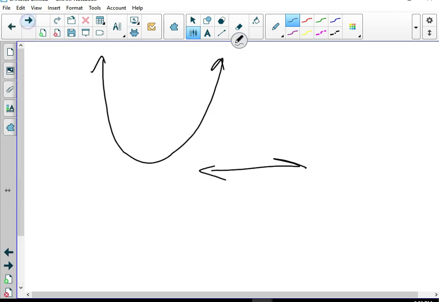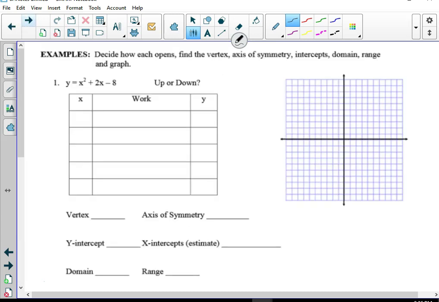Okay, so let's do one. Decide how each opens first. So is A positive or negative? Positive, so that's a smile. So it's opening up. Just like we did before, let's identify A, B, and C. What's A? 1. What's B? What's C? Negative 8. Be careful, it's negative 8. So our vertex is going to go right here, right? In the middle, we said?